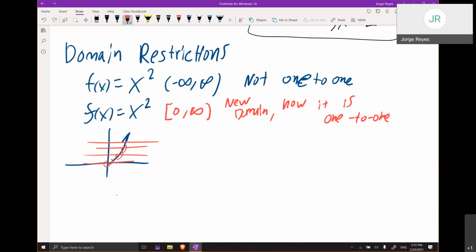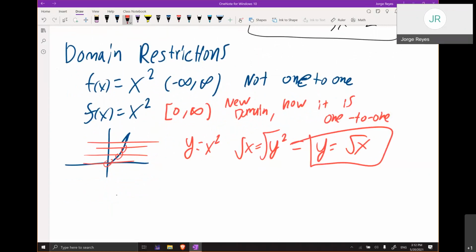So in fact, right now you can do y equals x squared, and then x equals y squared, square root both sides, y equals square root of x. Ta-da! So that's the inverse function.